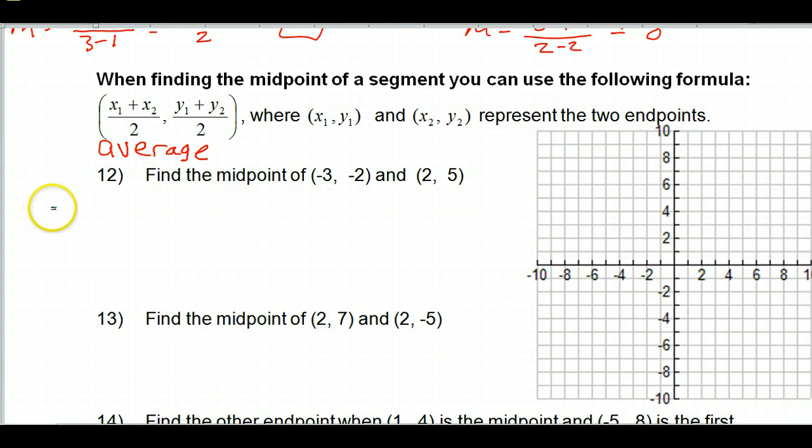So, if I want to find the midpoint for problem number 12, for the x value, I'm going to find the average of these x values. So I'm going to do negative 3 plus 2 divided by 2, because these are my x values, my negative 3 and my 2. I'm doing the average of them. Okay? All right. Scott.